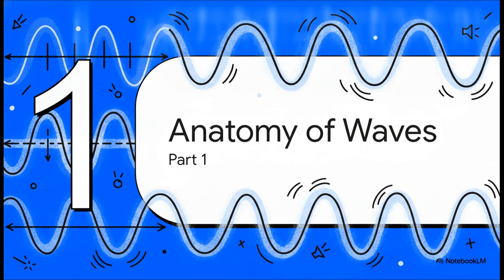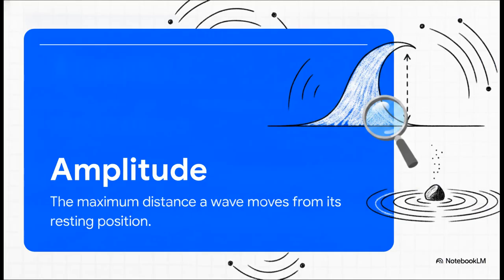Section 1. The anatomy of waves. To understand how waves do all that heavy lifting, we first need to check out their repeating patterns. Let's start with our first key term, amplitude. This is the maximum distance a wave moves from its resting position.